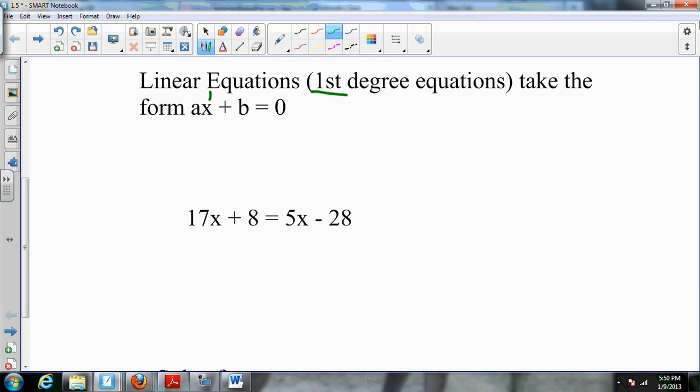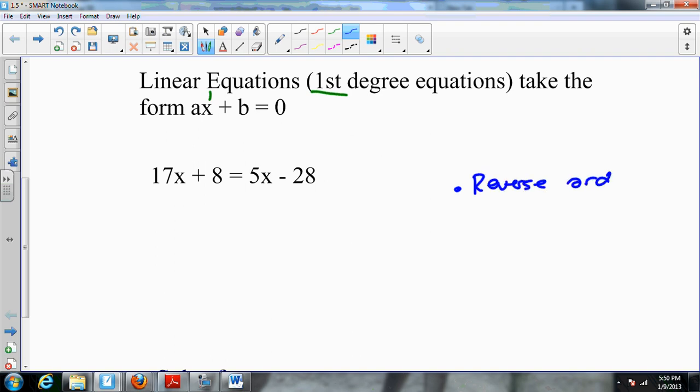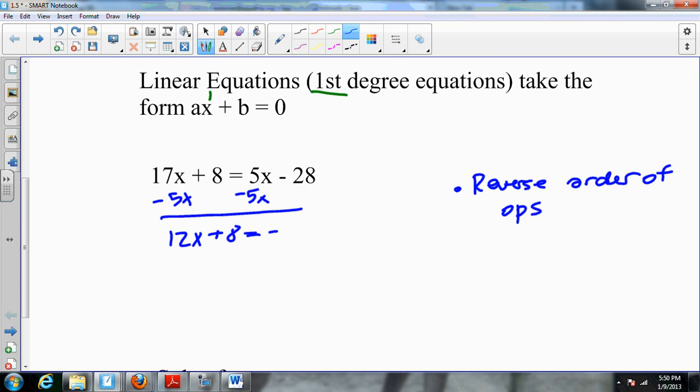Okay, our first example is 17x plus 8 equals 5x minus 28. So we are going to use reverse order of operations. Okay, so we want to get the x's on one side. They'll stay positive on the left, so it's positive 5x. Subtract it. That gets us 12x plus 8 equals negative 28.